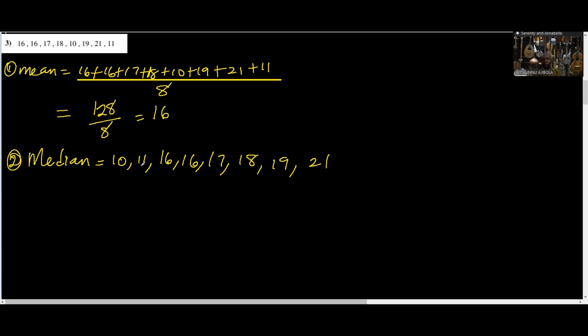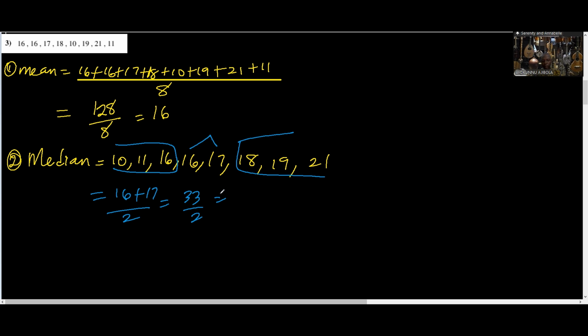So the median is the one that follows the middle, but we don't have a number at the midpoint. So we can just pack this 3 to one side and this 3 to the other side. Then we have two numbers. So median equals 16 plus 17 over 2, and that is 33 over 2. What is 33 divided by 2? That's 16.5.